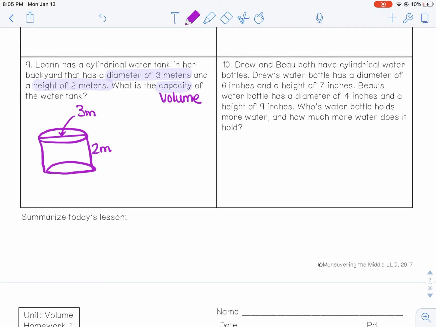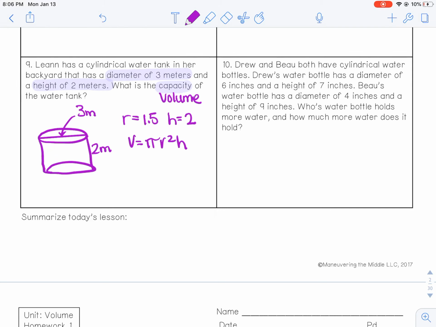Okay, so we need that volume formula. I need to know what the radius is. The radius is going to be half of that diameter, and 3 divided by 2 is 1.5 meters, and our height is going to be 2 meters. All right, so very simple, pi r squared height.